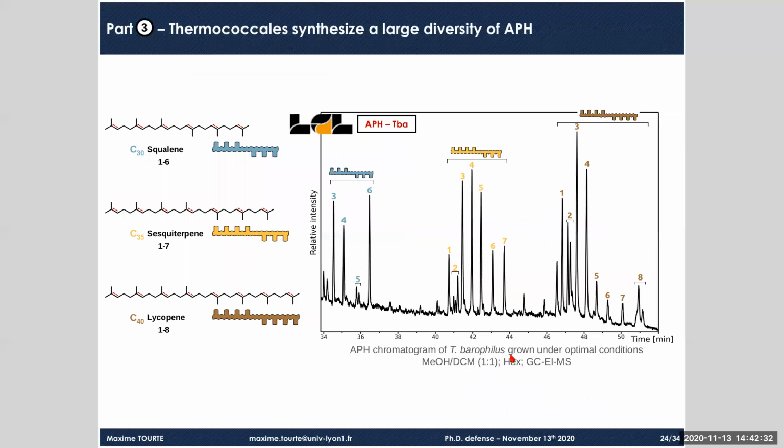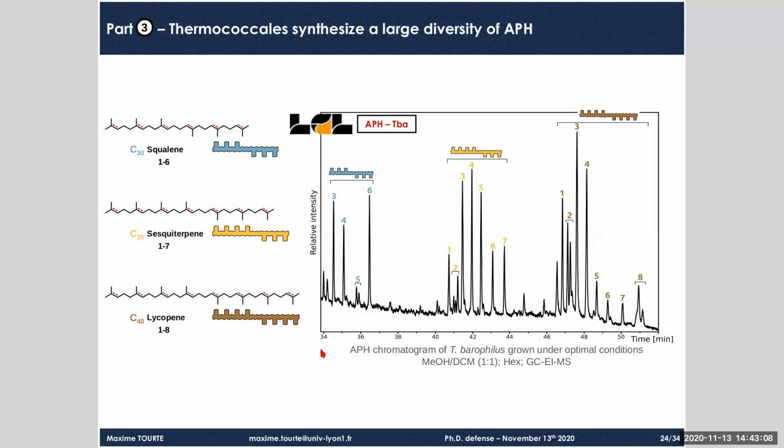So when we analyzed these apolar lipids in Thermococcales, we could observe a large diversity of compounds, as you can see in this chromatogram of Thermococcus barophilus. We have compounds with 30 carbons in blue, 35 in yellow here, and 40 in brown here. And we could also observe a large diversity of unsaturation levels of these compounds, ranging from 1 in the whole structure to 1 per isoprenoid unit in each of these compounds.